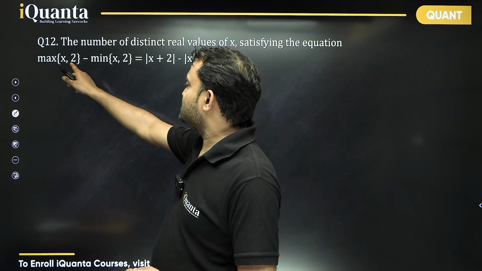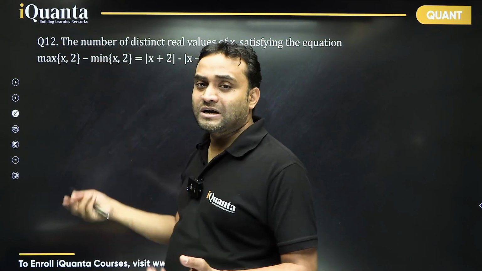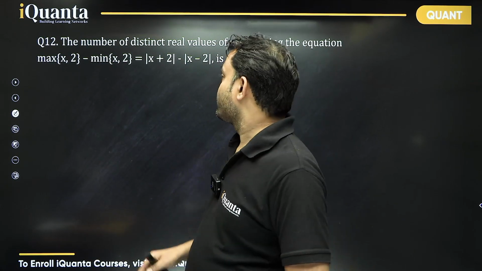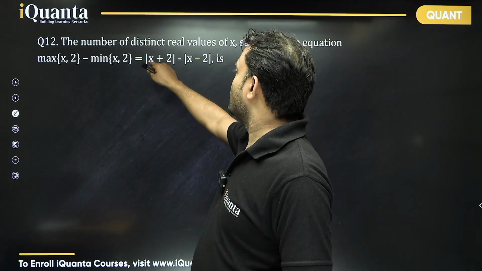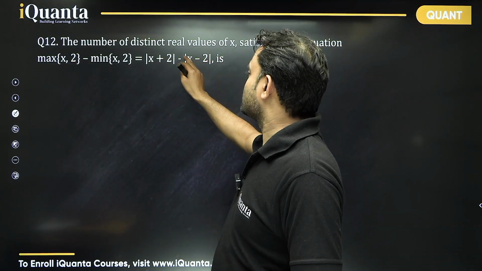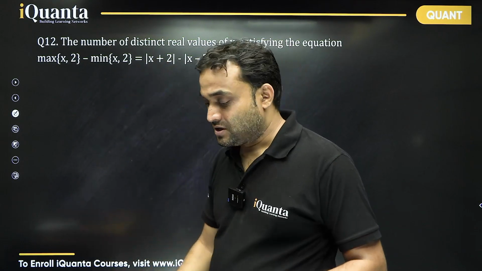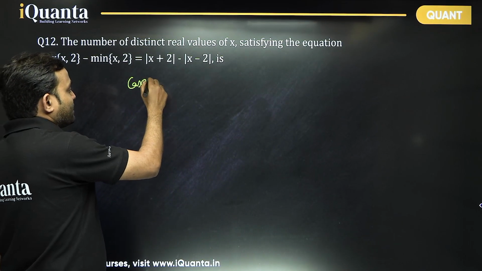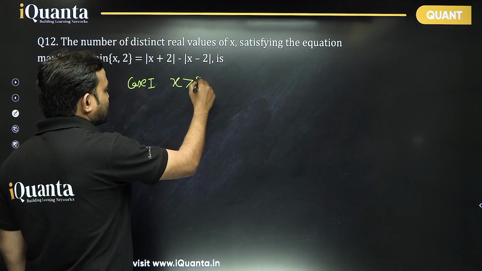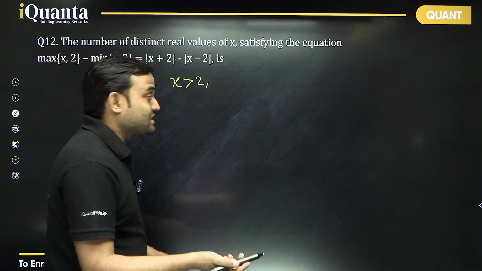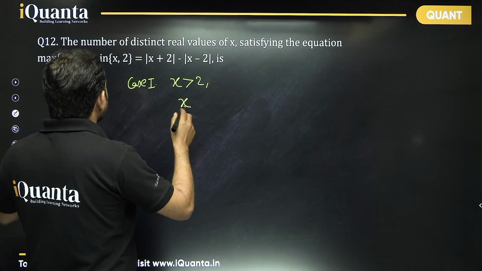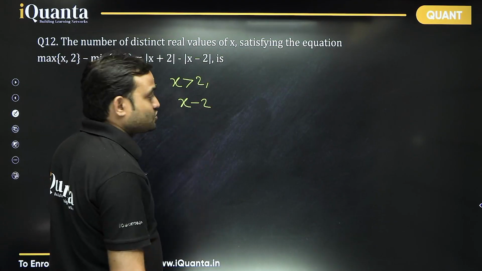If I put x equal to 2, then for 2 and 2, the maximum will be 2 and the minimum will be 2, so 2 minus 2 becomes 0. On the right side, this will become 4. So 0 equal to 4 doesn't work. So we are going to try different cases. If x is greater than 2, the maximum of x and 2 will become x, and the minimum of x and 2 will become 2.